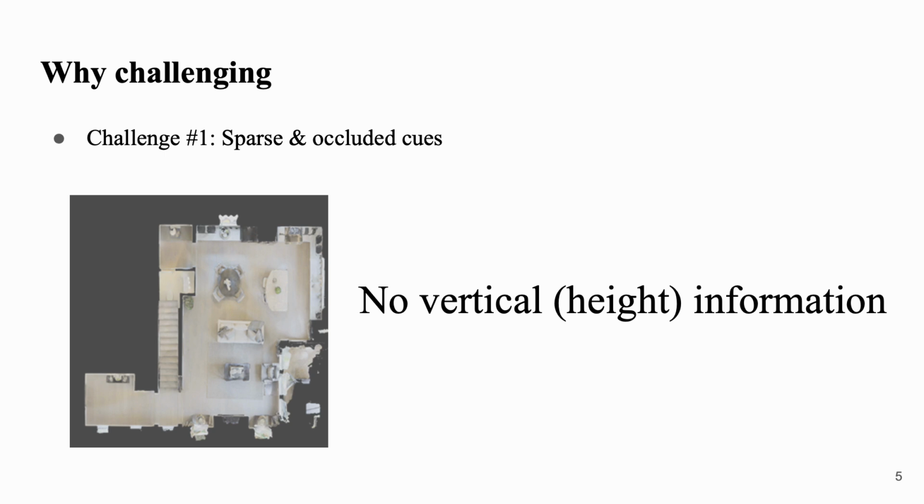Why is this very hard? There are three challenges. Challenge 1 is sparse, occluded cues. A top-down view gives good footprints and adjacency, but no height information and weak visibility cues. Thin objects or occluded items easily disappear.